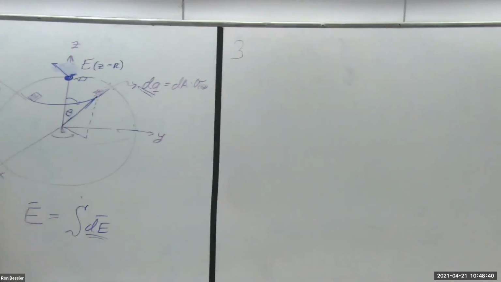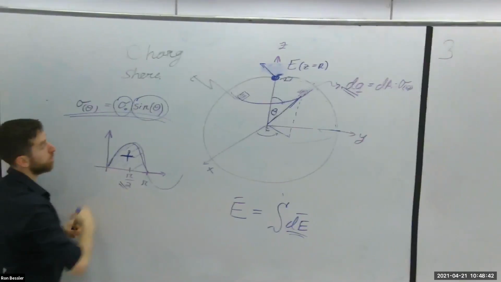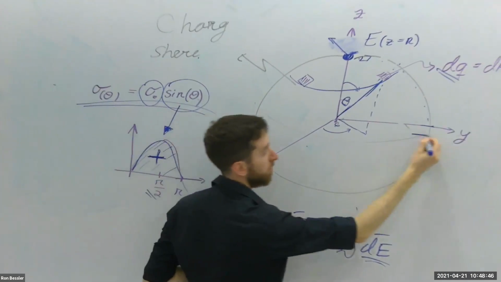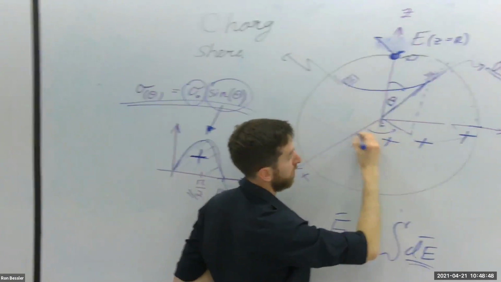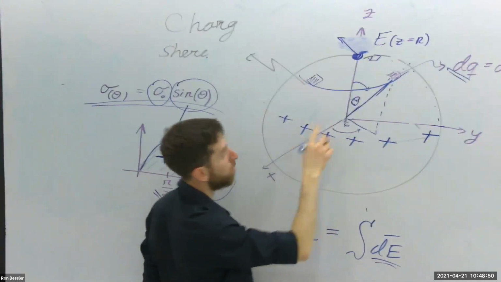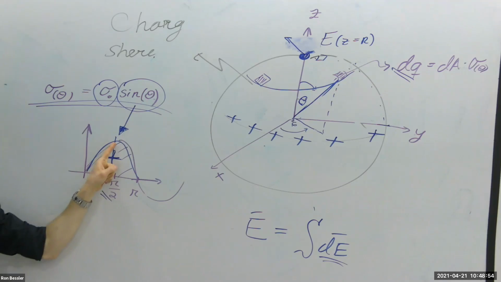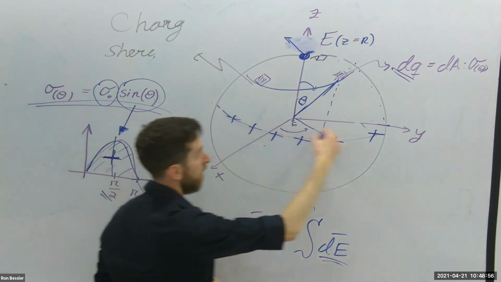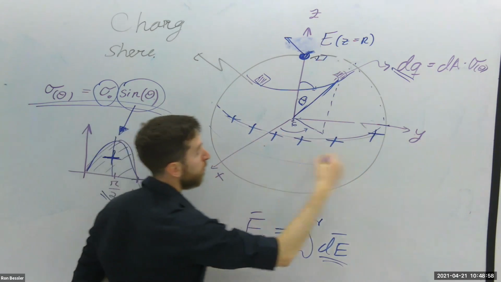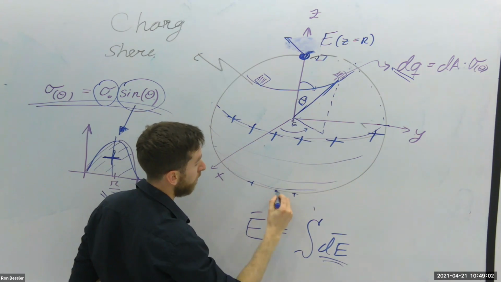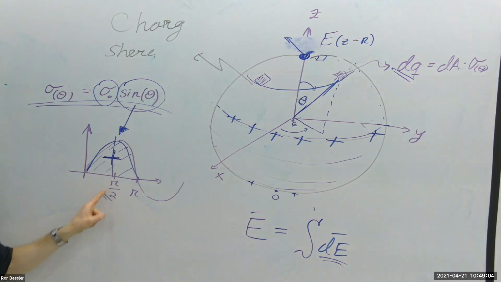So here I also want to talk about how the charge behaves. We see that here the charge is the strongest, right? At theta equals pi over 2. The strongest charges are distributed around this, and it becomes weaker and weaker and weaker. This is really weak, and here you have zero charge. And this is the point.